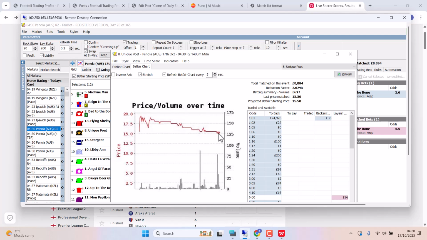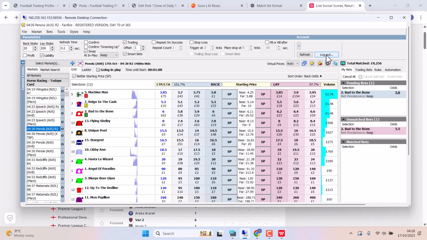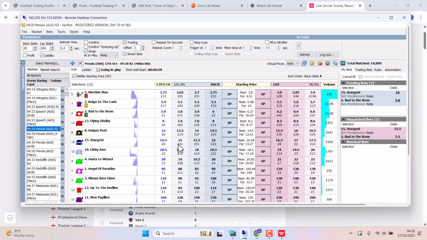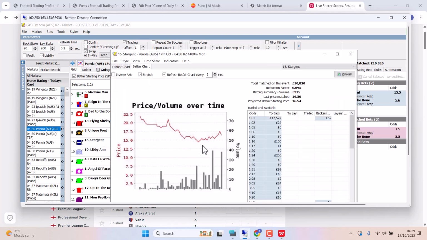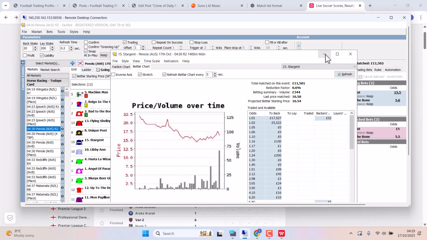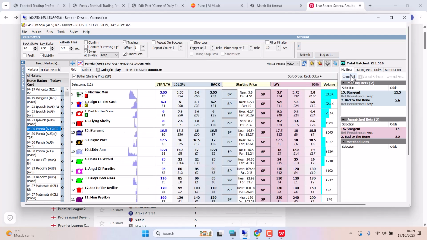You can quite clearly see 15s here, but please remember this is just an example for you. So 15.5 would be adequate for me. If the horse starts going down to these odds, then you might get a trade. So I would prefer 15.5. So we'll cancel the selected there and go to 15 for Stargent. Why? Because look at that bounce off. You're expecting another bounce off if he gets to 15 again. So we will see how that progresses.